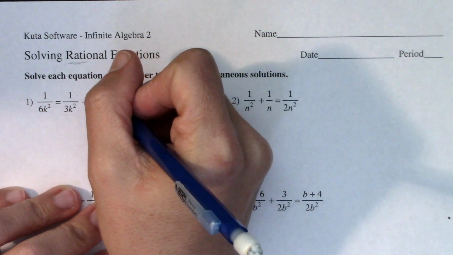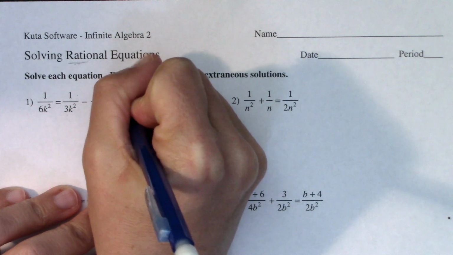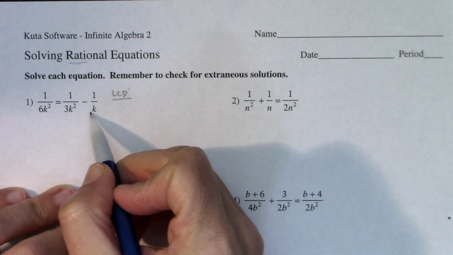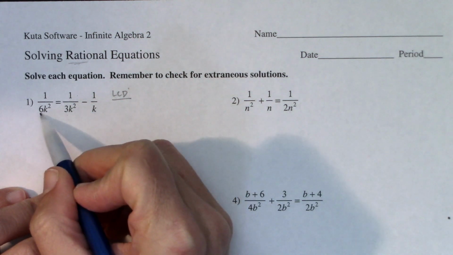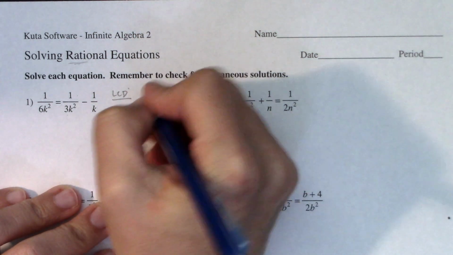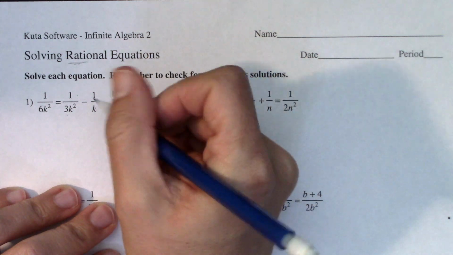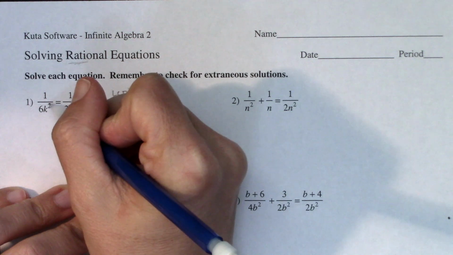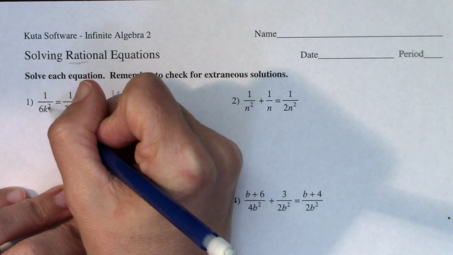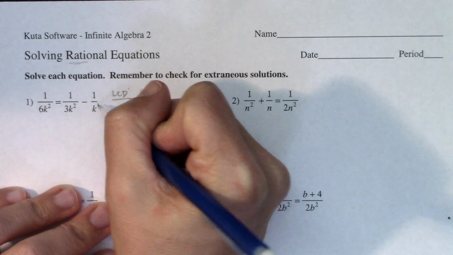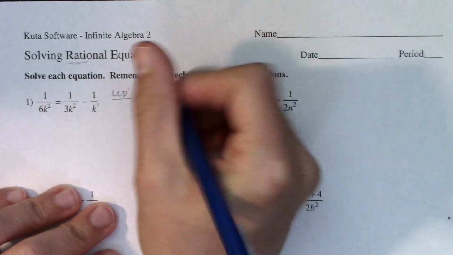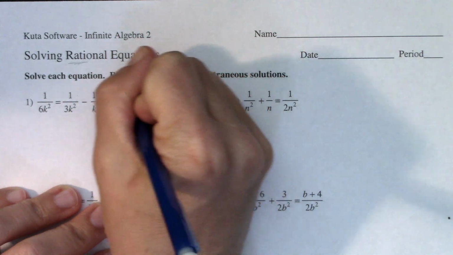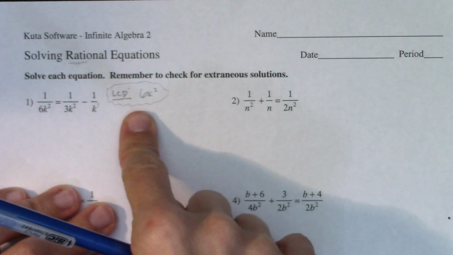So if I look over here on number 1, for my LCD I need to take into account the coefficients 6, 3, and 1. The least common multiple there is 6, so I'll cover my bases with 6. Between k squared and k, I always take the highest exponent. So this is technically k to the 1, so I have a 2, 2, 1, and the highest exponent I saw was k squared. That will ultimately be my LCD for number 1.